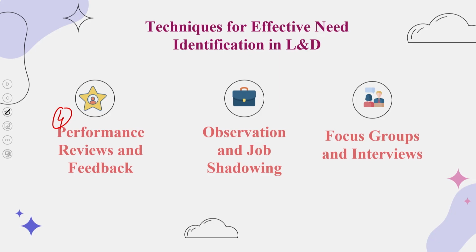Another significant aspect of effective need identification in L&D is performance review and feedback. Leverage the regular performance appraisal and, let's say, something like 360-degree feedback if you have it, to identify areas where employees are underperforming or could improve. Combine self-assessment with managerial input for a holistic view.